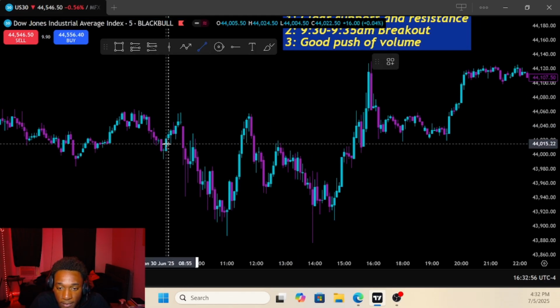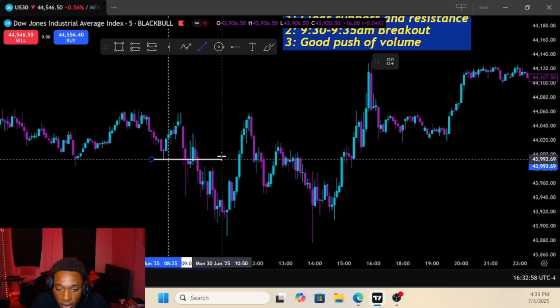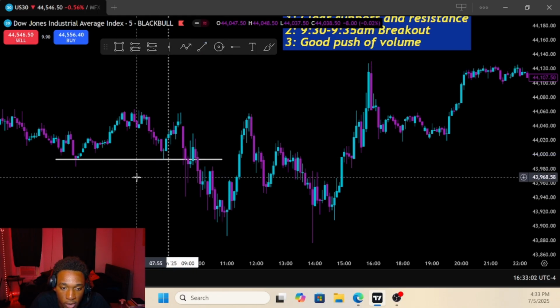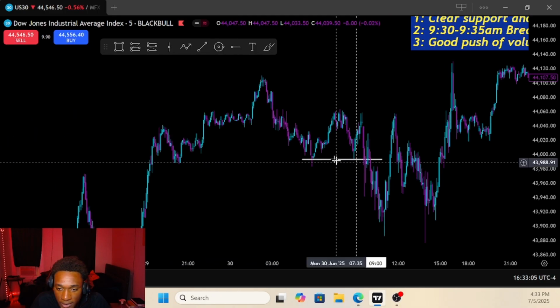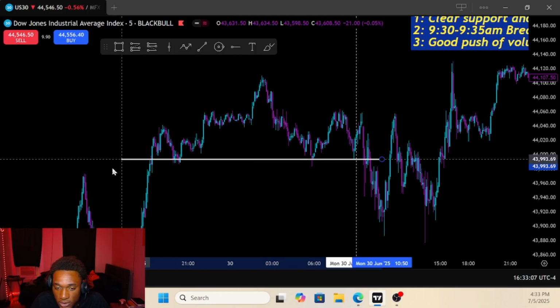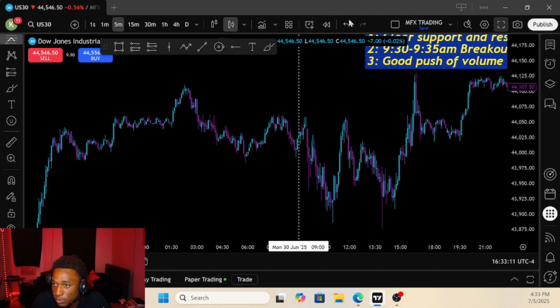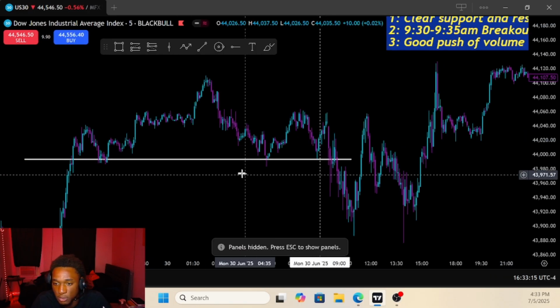Came in at 9 a.m. Obviously, we have this low right here, so we smack our breakout line right there. That's our support level. If you drag it across, you can see it's getting respected. It's a whole area. If you keep dragging it, you can see multiple touches.